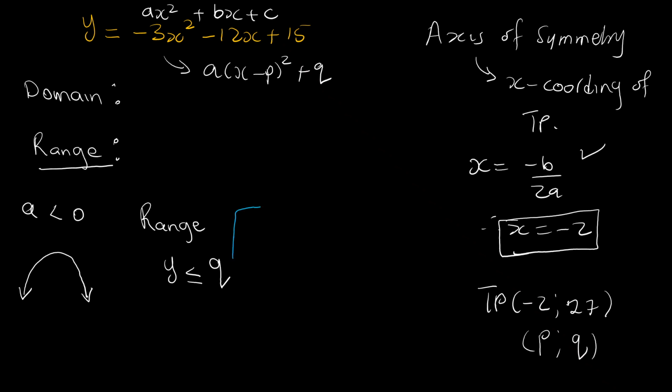This Q is your y coordinate of TP. So now remember, the y coordinate of TP is just 27. So the range of this graph will be y must be less than or equal to 27.